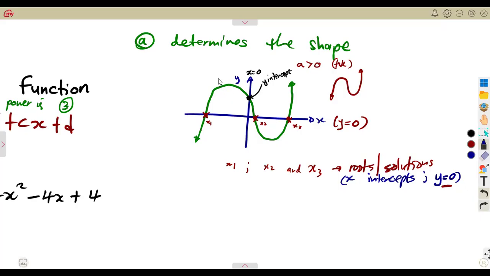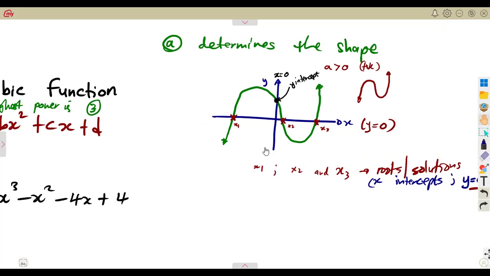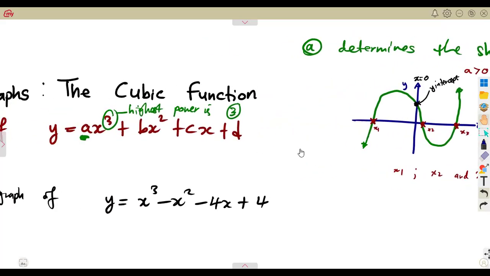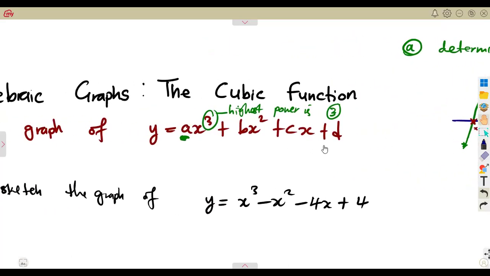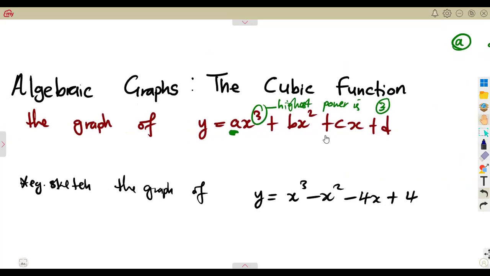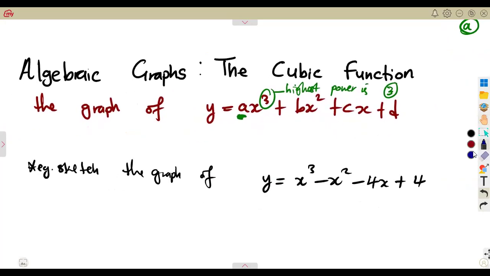But for now, we are not considering that. We are just considering this part of the sketching. So that is the concept. We are going to talk about that later on under calculus, working with differentiation: how do you actually sketch that type of function, working with the derivatives or differentiation.